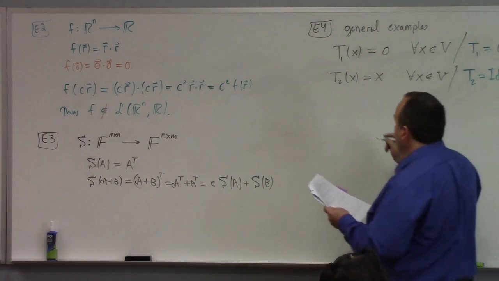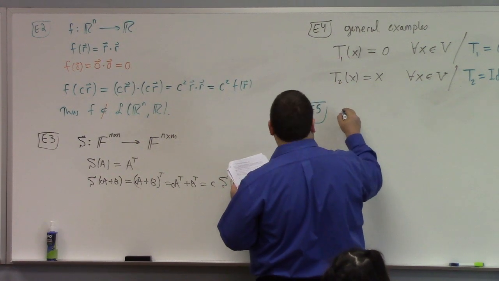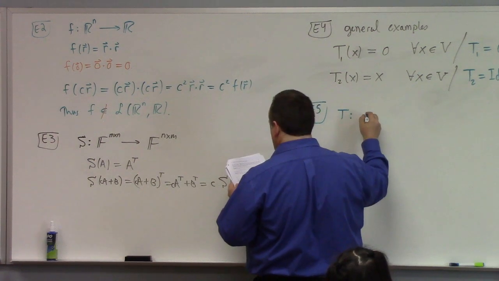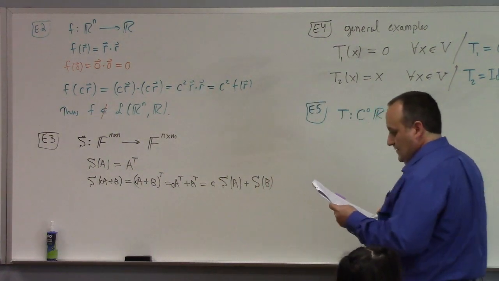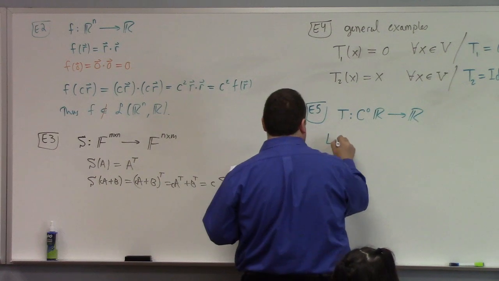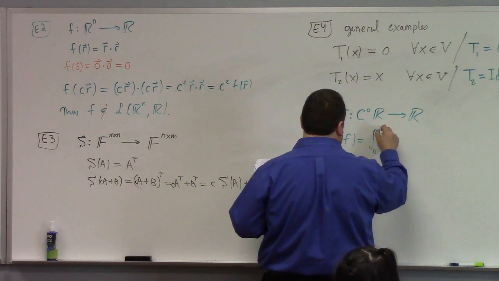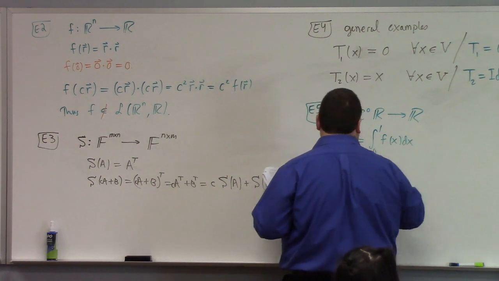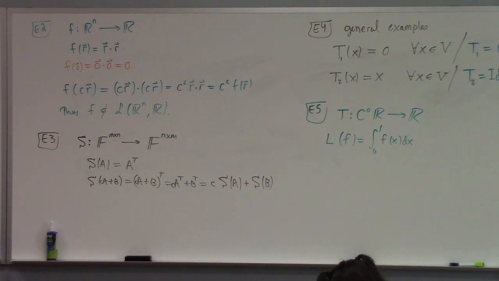Another example is integration. We could say T is a mapping from the continuous functions over the reals to the reals, and L of f is by definition the integral from 0 to 1 of f of x dx. This makes sense because you have had calculus 1 and you know that the integral of a continuous function exists, right? And by properties of the definite integral, that's additive, and you can pull out a constant. So it is a linear transformation.